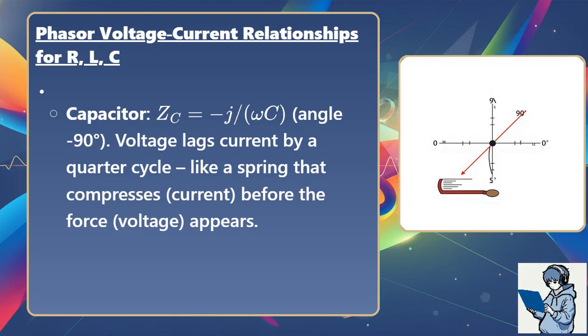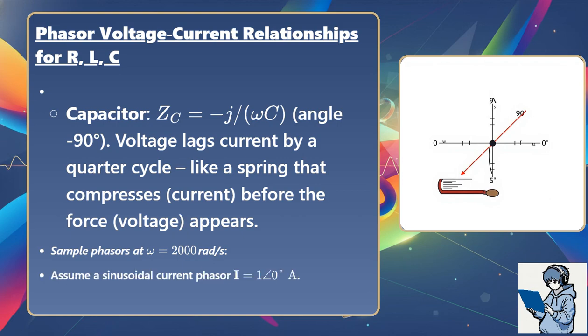Capacitor: Z sub C equals negative j over omega C, angle minus 90 degrees. Voltage lags current by a quarter cycle, like a spring that compresses, the current, before the force, the voltage, appears. Sample phasors at omega equals 2000 radians per second. Assume a sinusoidal current phasor I equals 1 angle 0 degrees amperes.